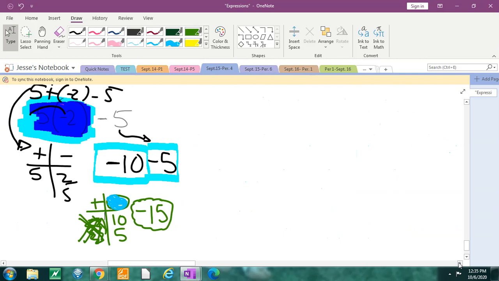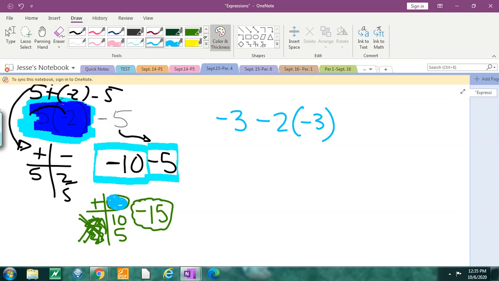All right, here we go. So now that's what you do. So let's go ahead and do one more. Okay, so let's say I go -3 minus 2 times -3. Okay, what do you do? What do you look for? Do you do the T chart right away?